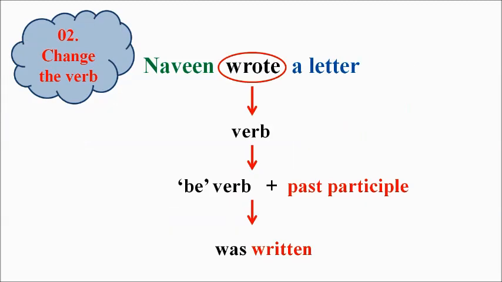The second and the main change is the verb change. When we write passive voice, we always have to take the past participle form of the verb. We can't use it alone. We need a helping verb too. We use be verb as a helping verb. Look at these children. Naveen wrote a letter. The verb is wrote. Written is the past participle of the verb. We use was as a helping verb.